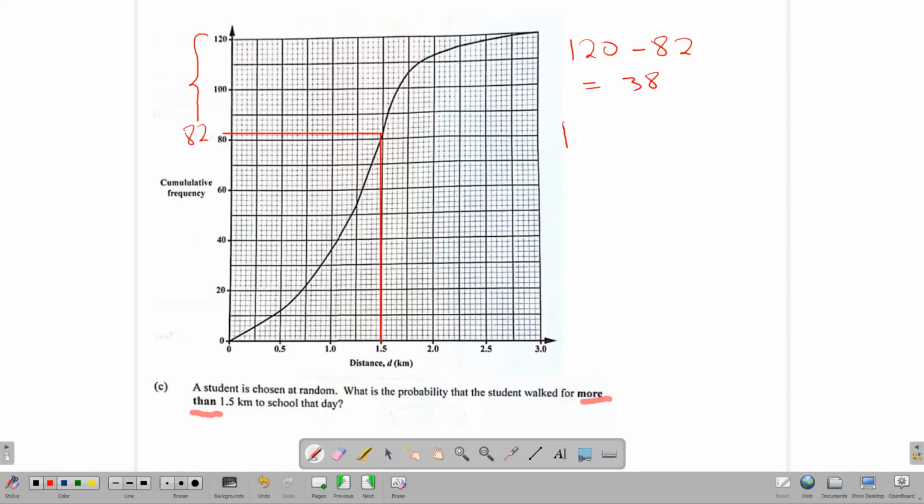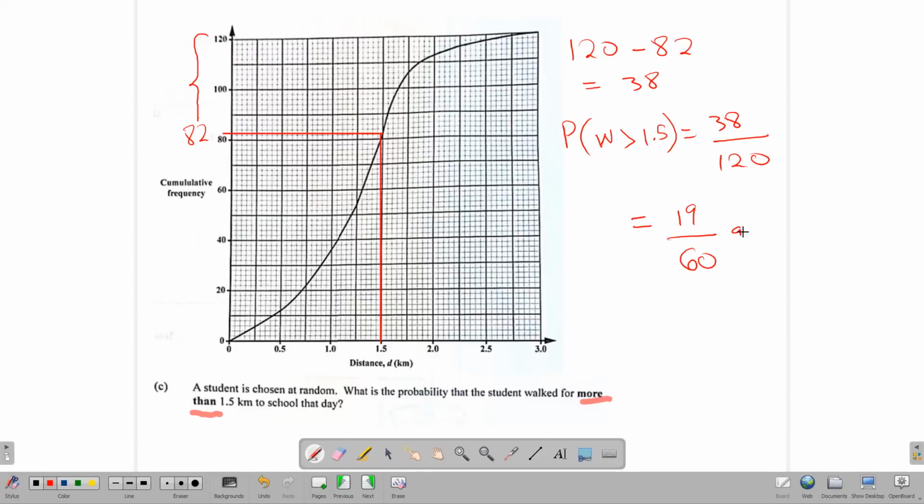And so now the probability that the student walked for more than 1.5 kilometers would be that number of students, 38, over the total number of students, that's 120. And we can simplify this a little bit. Always remember that when you're doing probability and you get an answer, if it can be simplified, you should simplify it. We can divide this by 2. We end up with 19 over 60.